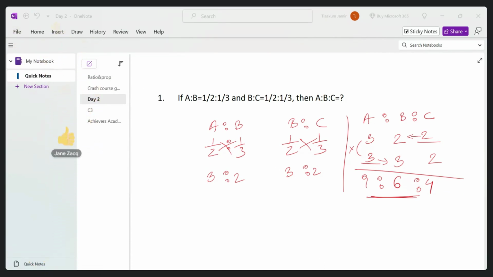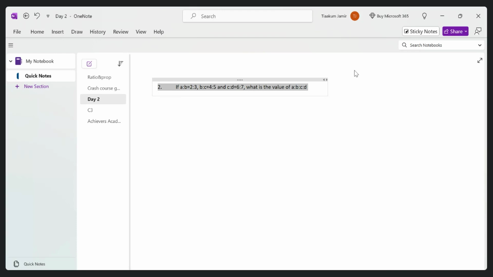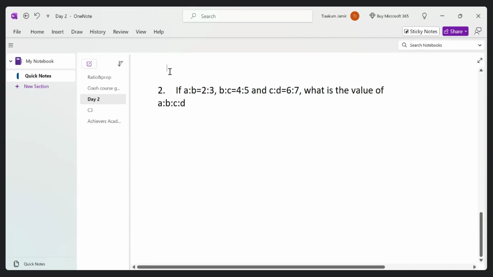What about this one? Question number 2. A to B is given, B to C is given, C to D is given. They are asking us to find A is to B is to C is to D. A to B is 2, 3. B to C is what? 4, 5. And C to D is what? 6, 7.